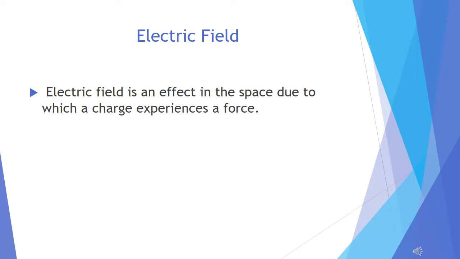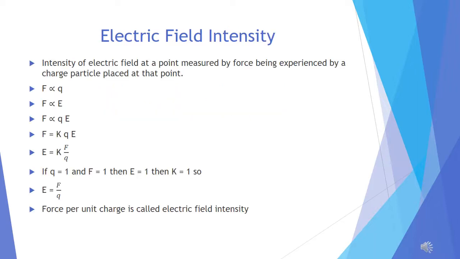So we can make a definition of field. Electric field is an effect in the space due to which a charge experiences a force. What is electric field intensity? We have already studied that electric field is an effect in the space due to which a charge experiences a force. This electric field is very strong at some point, very light at others, or not there at all.